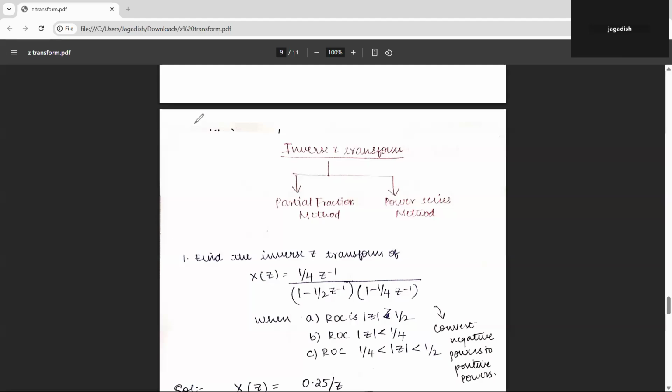The next and last concept from Z transform is finding the inverse Z transform. Like you already learned in M3, there will be inverse Laplace, inverse Z, everything, and most of the problems will be there. So find the inverse Z transform of (1/4)Z^-1 divided by (1 - (1/2)Z^-1)(1 - (1/4)Z^-1), and they have given the conditions ROC |Z| greater than 1/2, |Z| less than 1/4. So these are the given conditions.